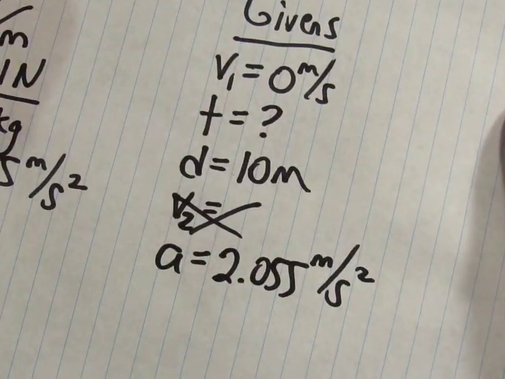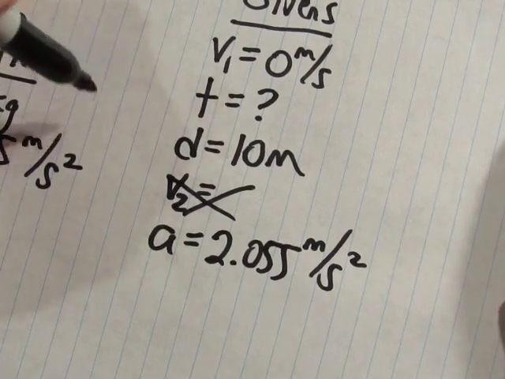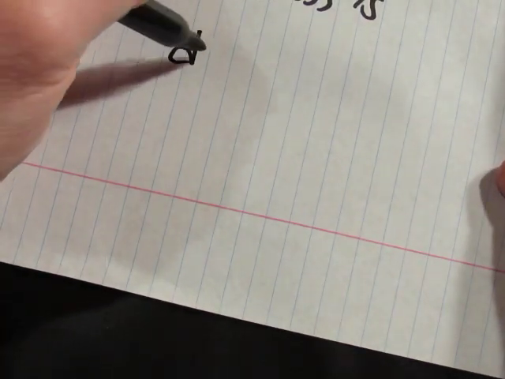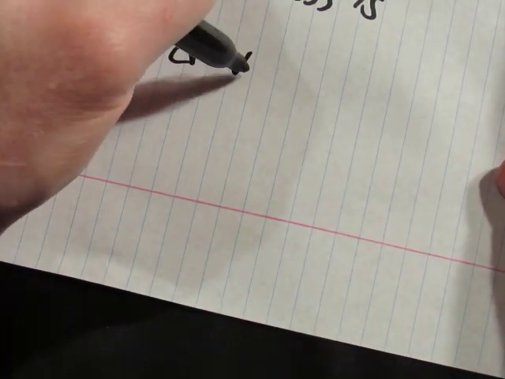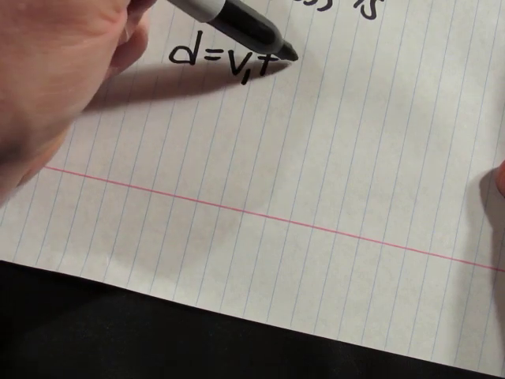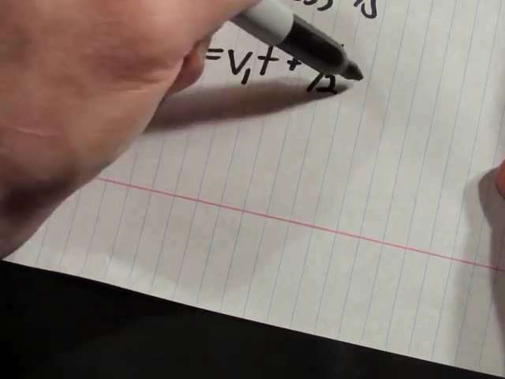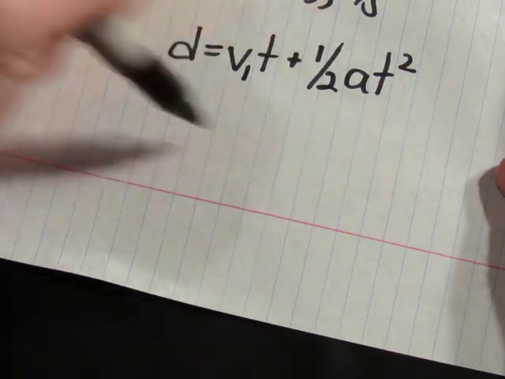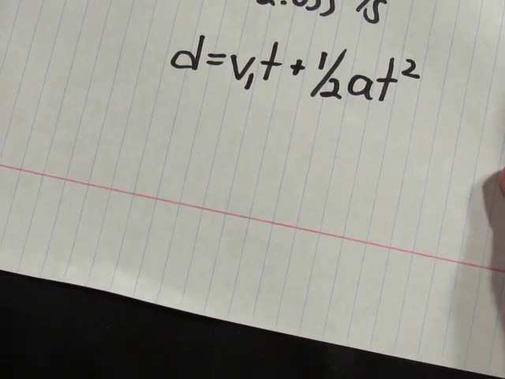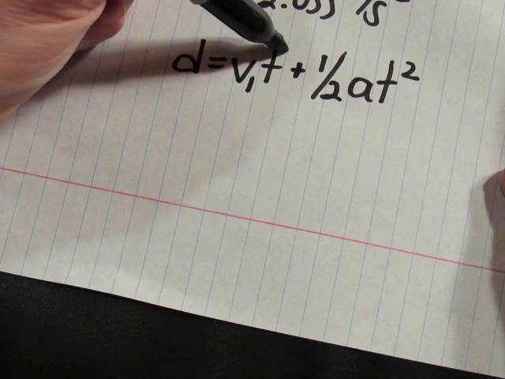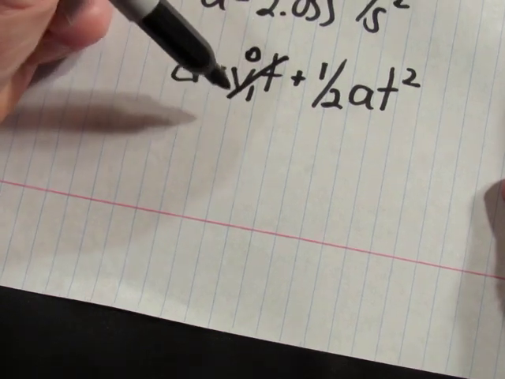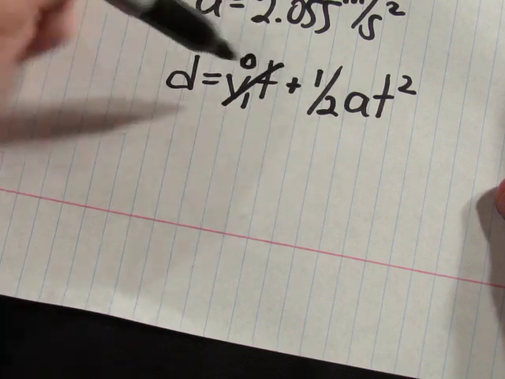So use that givens list. Look at your 5 formulas. Look for the acceleration formula that has no V2 in it. And it's going to be this formula here. D equals V1t plus 1/2 AT squared. You have to solve for t. Now you can't rearrange that formula for t, but in this question, luckily V1 is 0, which will make that whole part of the equation 0. And then you can sub in numbers or rearrange.